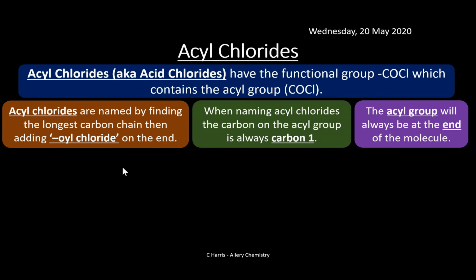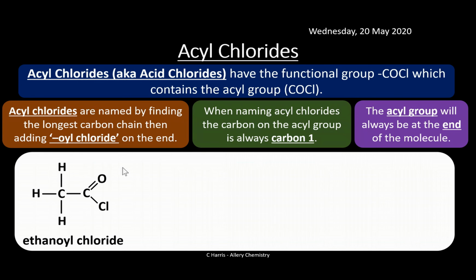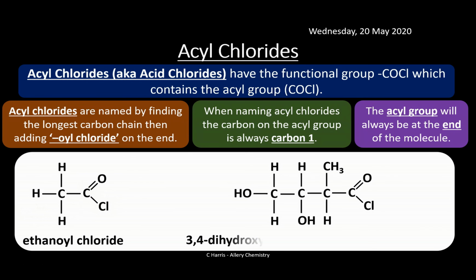So let's have a look at an example. Here we've got ethanoyl chloride, so we've got 2 carbons on this. Exactly the same, except you'll notice the main difference here, the reason why it's a derivative of a carboxylic acid: a carboxylic acid would have an OH group here, but with an acyl chloride or an acid chloride, you have a chlorine atom at the end here instead. So very similar.